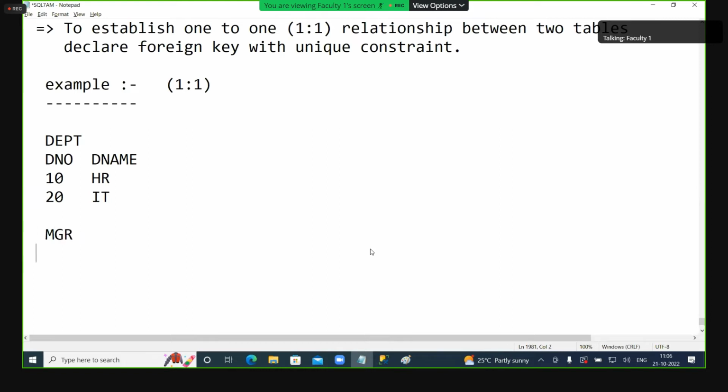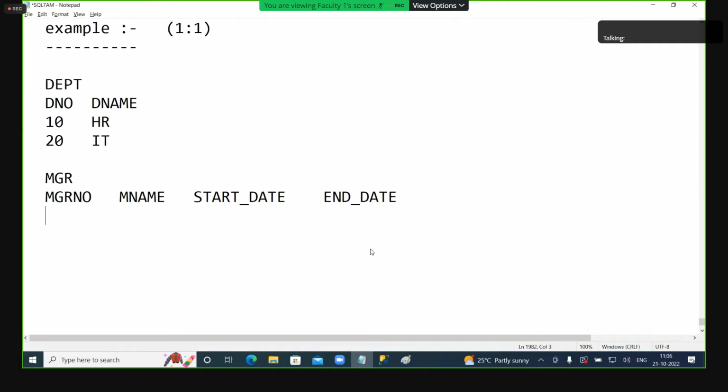There is a concept called manager. Every department is managed by a manager. Manager number, manager name, manager start date, manager end date. From what date to what date is the manager managing. So manager number, start date, end date. Manager one, manager name. Manager two, manager name.